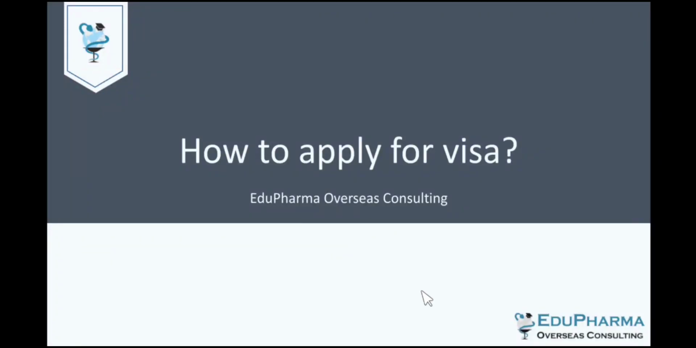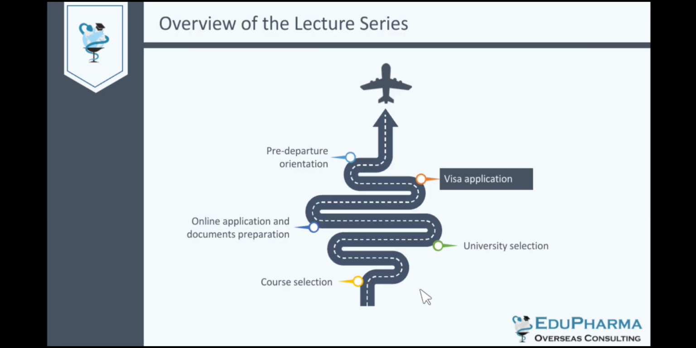Hello and welcome to the fourth lecture in this series, which is on how to apply for a visa. This is the overview of the lecture series, and we are at the fourth step of visa application. By now you must have already heard from the universities that you had applied to, and you should be ready to apply for a visa.